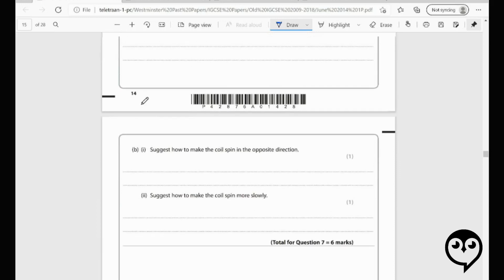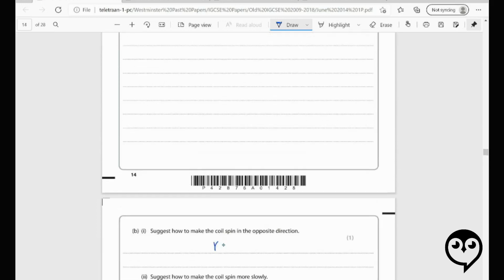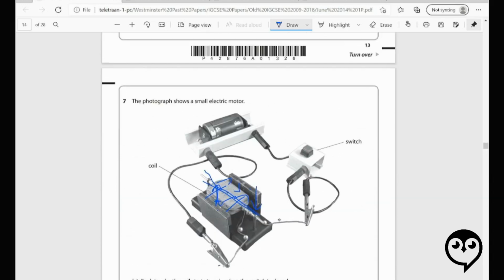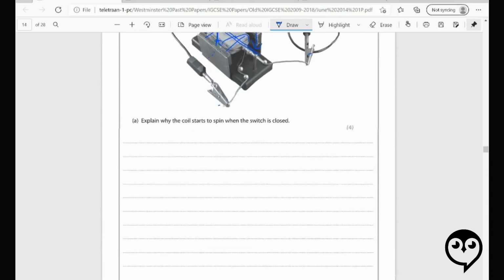This is just how to make it spin in the opposite direction. Reverse the connection of these alligator clips. Switch the connection of the battery around. You could flip the magnet. You could exchange the magnet poles as well.